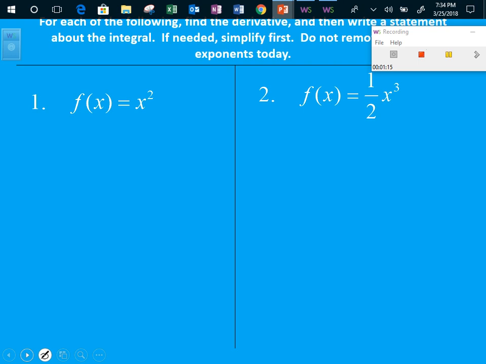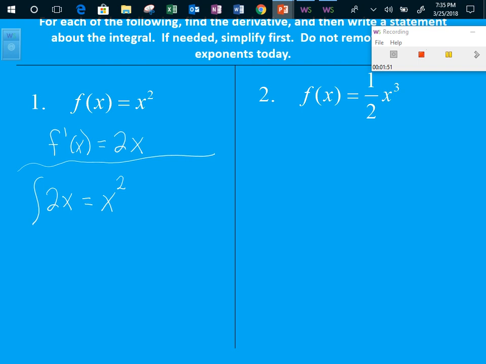So, if you would, look at your number 1. I'm going to give you f of x equals x squared. What I would like to do is find the derivative of this. The derivative of this just happens to be 2x. Now here comes a true statement. That symbol right there is called the integration symbol, the integral. It's also pronounced the antiderivative. So I'm going to say the antiderivative of 2x is x squared.